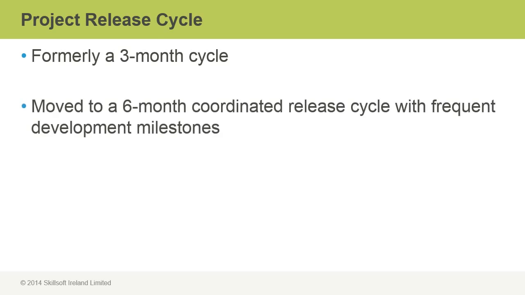Earlier on, it had a 3-month cycle, but they've moved to a 6-month cycle, and they call it a coordinated release cycle with frequent development milestones. Now what this means is there's a very formal definition of how the milestones and how the development will proceed. And it begins with a 4-week planning stage. So the first month out of every 6-month cycle is dedicated to planning and creating blueprints.